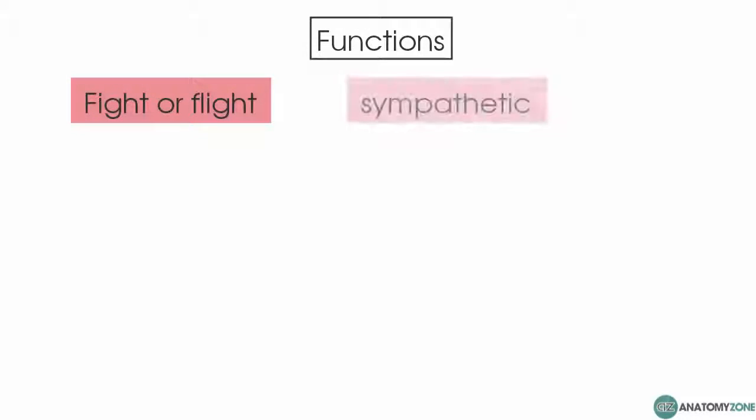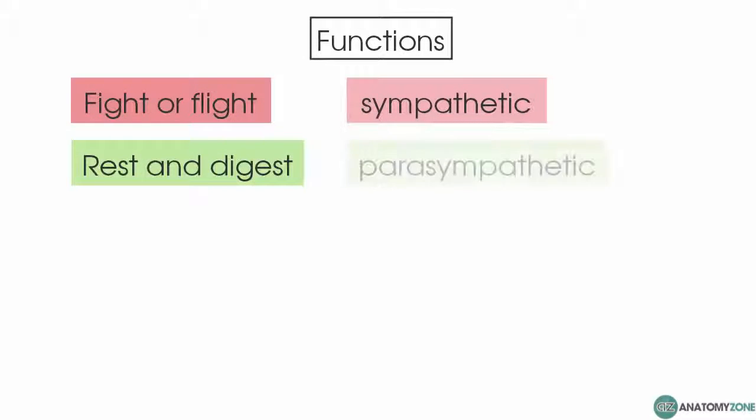In terms of the functions of the parasympathetic and sympathetic nervous system, it's useful to think in terms of fight or flight for the sympathetic and rest and digest for the parasympathetic. These mnemonics are quite broad, but they do give you an idea of the function of these two different divisions. Imagine the fight or flight response engaged in a caveman who's running away from the lion.